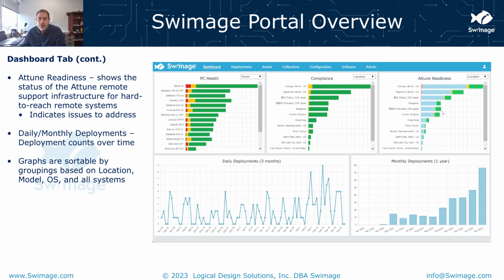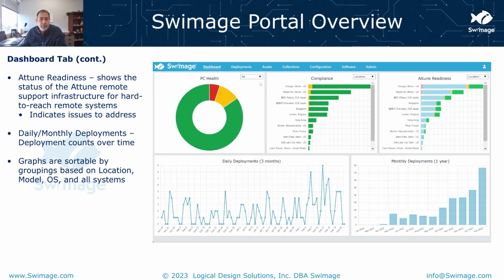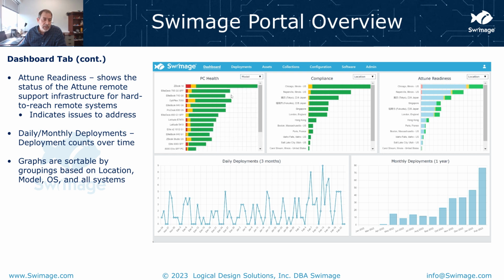The top-level graphs are sortable by groupings based on location, model, OS, and all systems. Moving through these, we can see how the asset status is distributed based on these different categories.